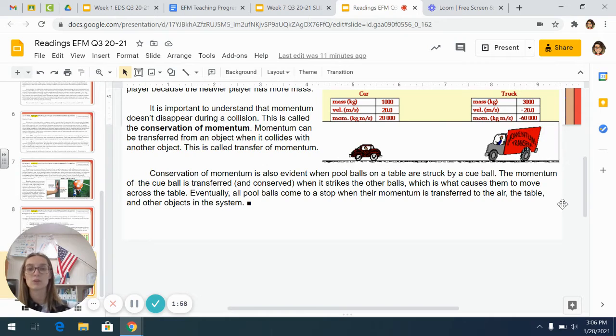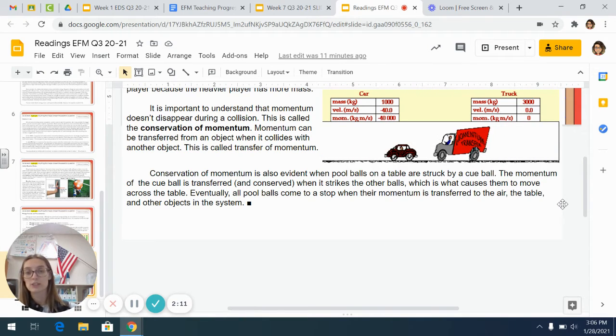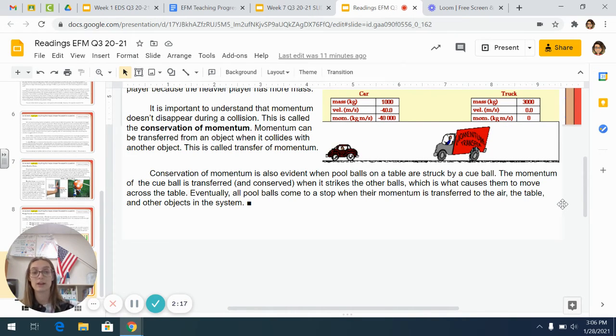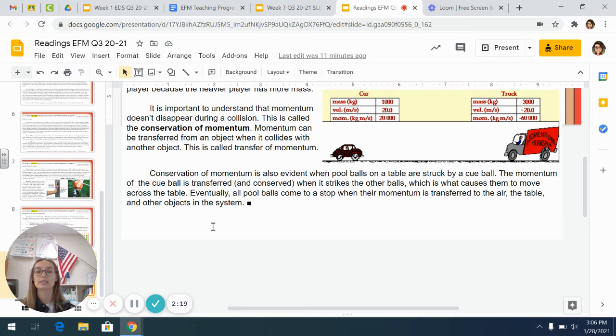Conservation of momentum is also evident when pool balls on a table are struck by a cue ball. The momentum of the cue ball is transferred and conserved when it strikes the other balls, which is what causes them to move across the table. Eventually, all pool balls will come to a stop when their momentum is transferred to the air, the table, and other objects in the system.